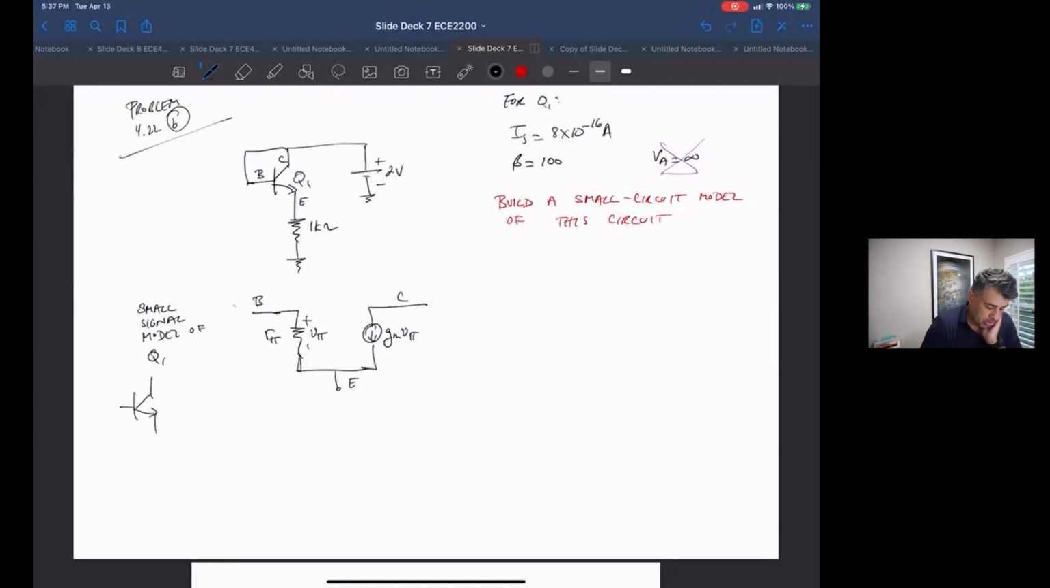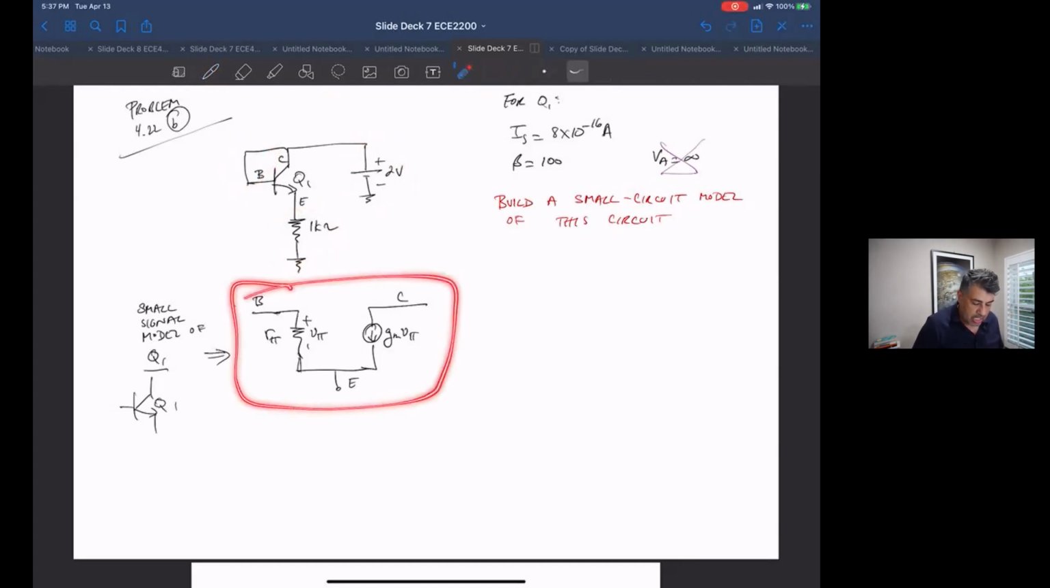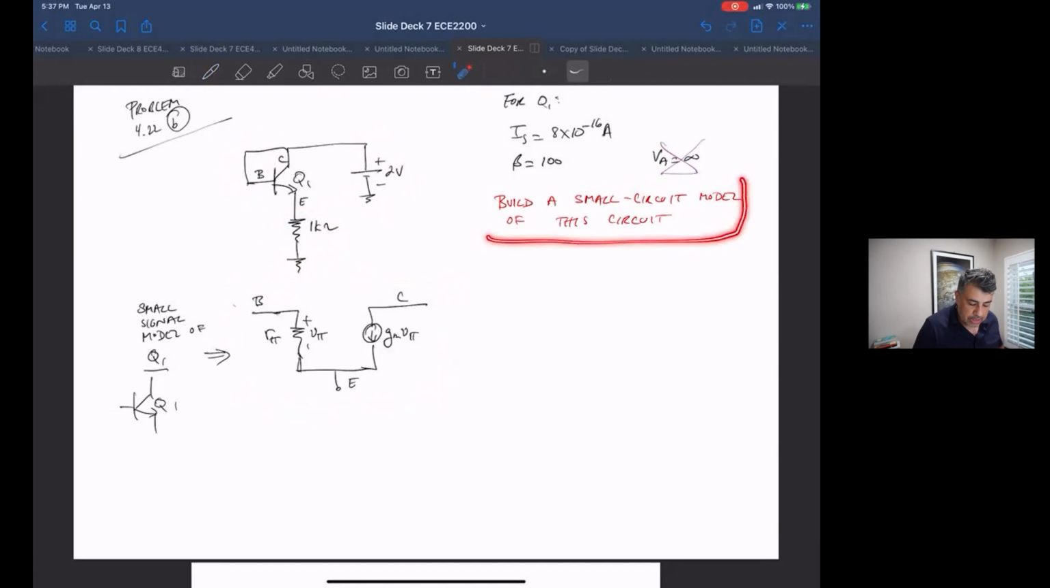Right now, this is just a small signal model of Q1, as Darren mentioned, just for the transistor. I don't have this stuff yet. So I just have the transistor. When it says build the small signal model, I have to figure out how to connect all this stuff. But I also need to do two steps.